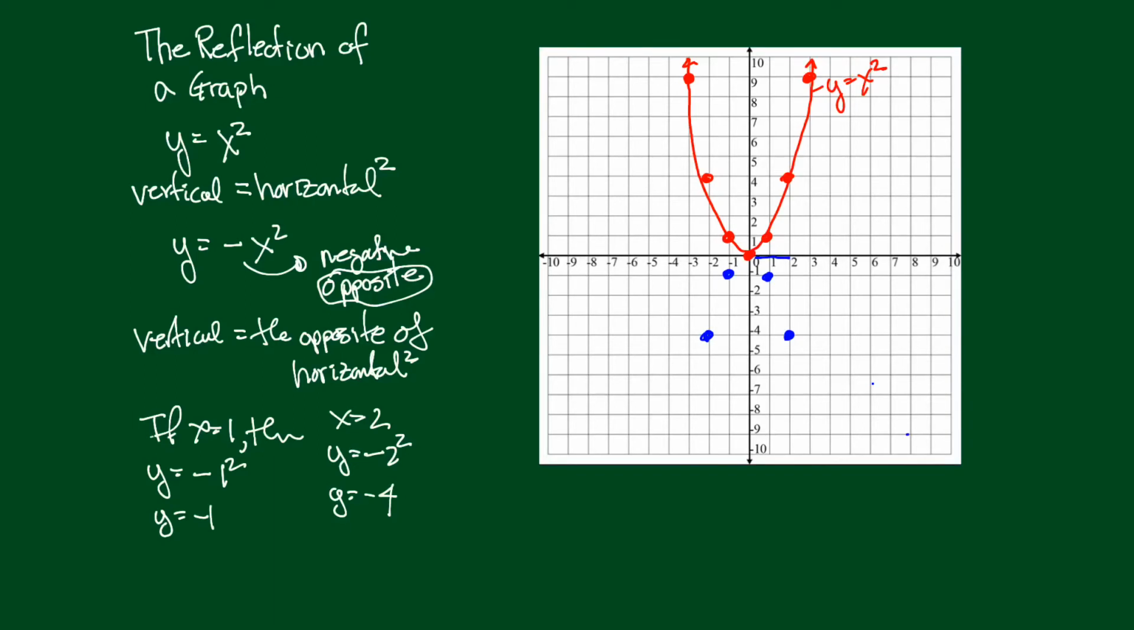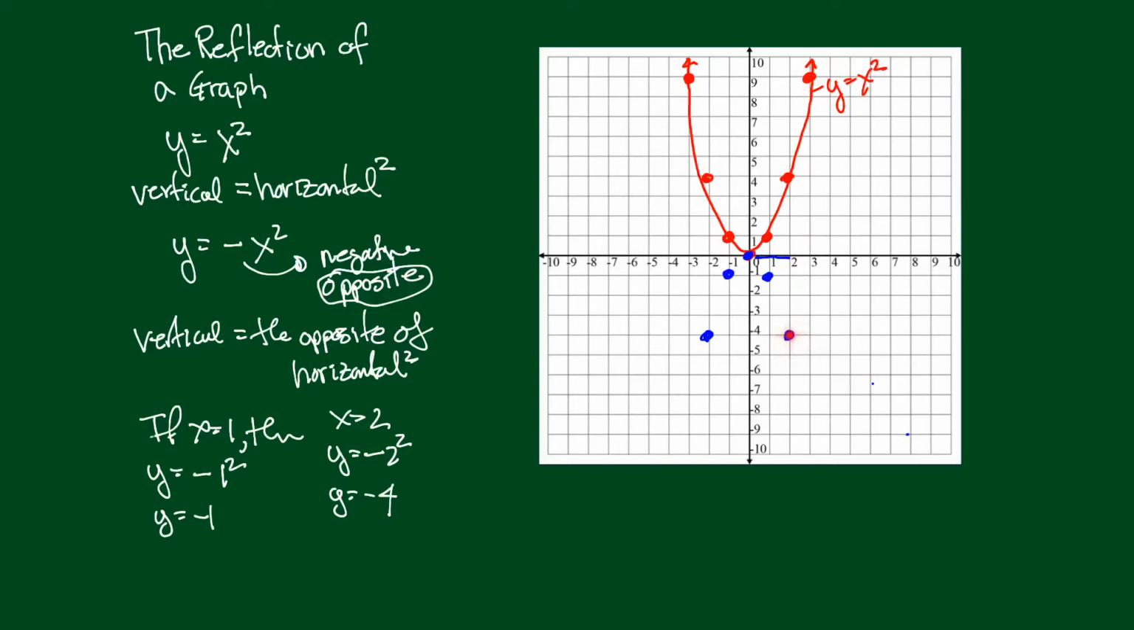Now you can see what's happening here, right? We'll start at 0, 0 again because negative 0 squared is still 0. But what happens now? Well, I was at 1, and now I flipped it down here to the opposite of 1. We were out here at 4, and now we're at the opposite of 4.